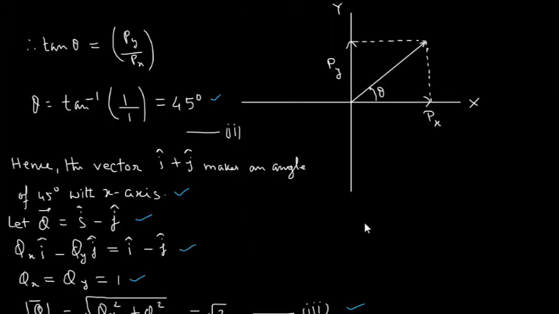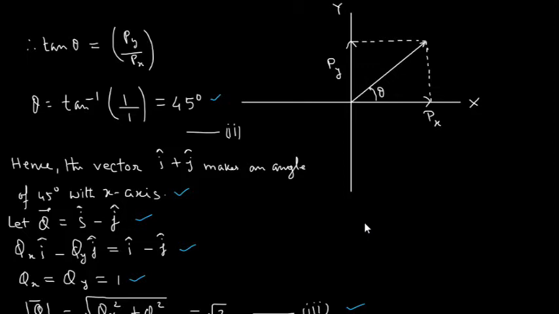Tan theta is equal to py by px. Theta is equal to tan inverse 1 by 1, that is 45 degree. Equation number 2. Hence the vector i plus j makes an angle of 45 degree with the x-axis.